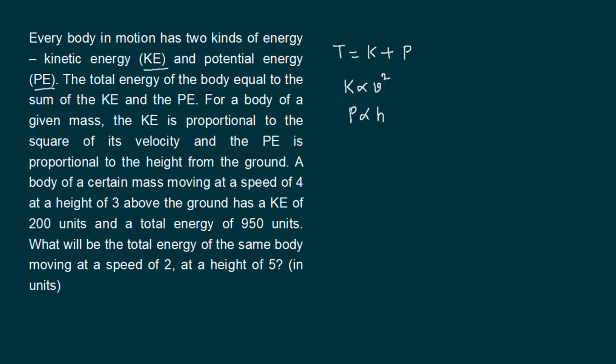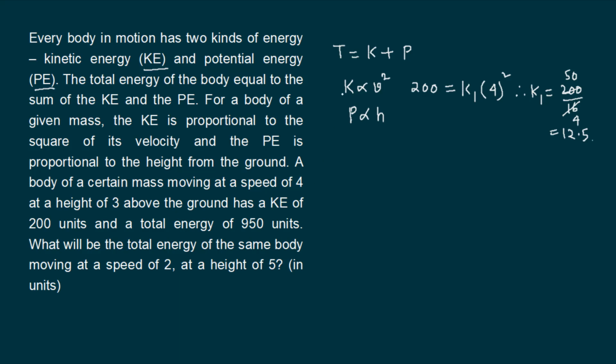A body of a certain mass moving at a speed of 4 and at a height of 3 above the ground has a kinetic energy of 200 units. So 200 units kinetic energy, let it be K1 into, what was the velocity? Velocity was 4 units, 4 squared. That means K1, constant 1 for the first frame, is 200 by 16, so that is 12.5.